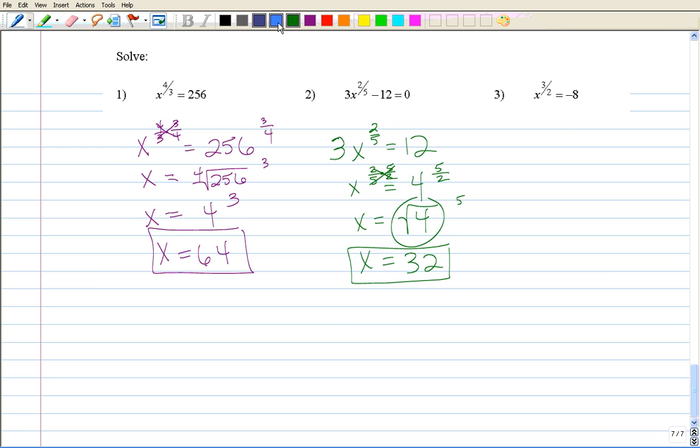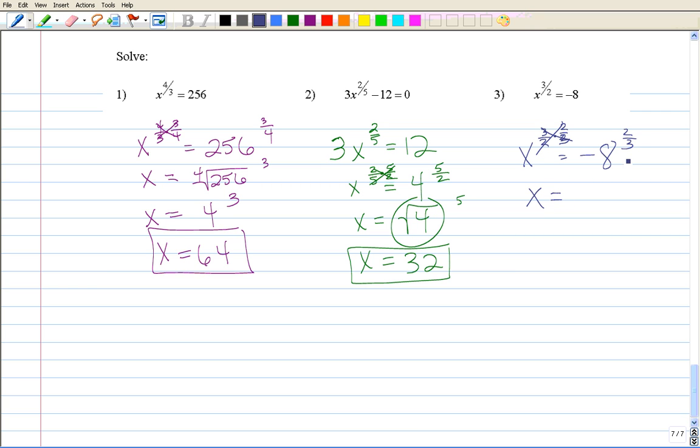And one more, we have x to the 3/2 equals negative 8. So I'm trying to get rid of that 3/2 exponent to solve for x. Again, I'll multiply both sides by its reciprocal, oops, it's 2/3, this over here to the 2/3. That cancels and we're left with x.